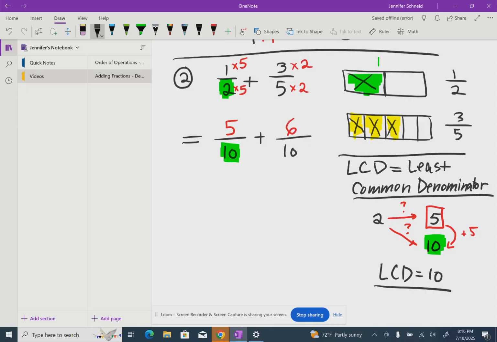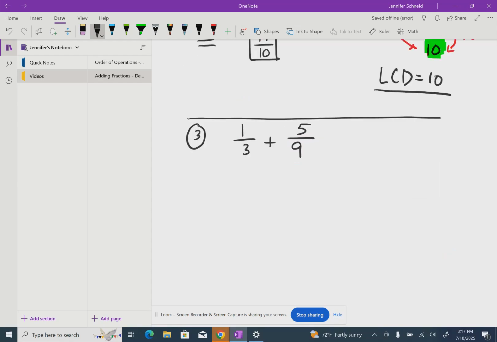Now notice that when I did that, now I have that same denominator. So now if I cut my candy bar into 10 equal pieces, then I can put those pieces together. So recall that when we have that same denominator, we keep the denominator and we add the numerators. And so when I do that, I get 11 over 10. And that is my final answer.